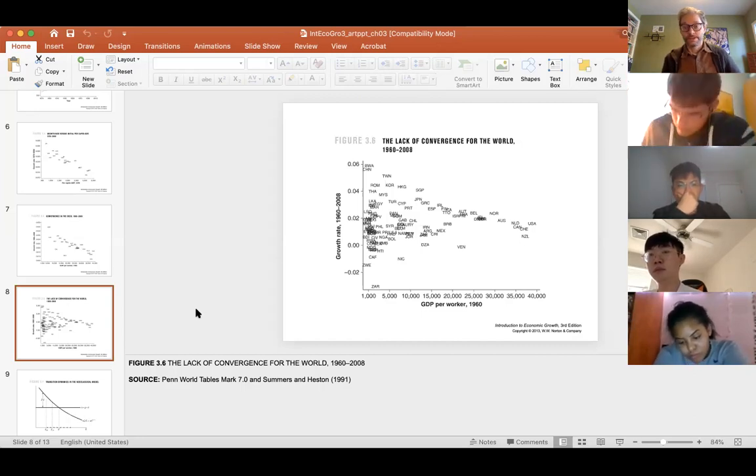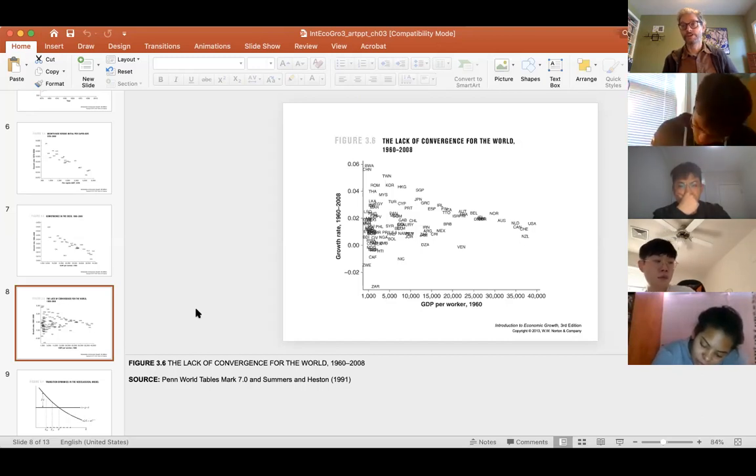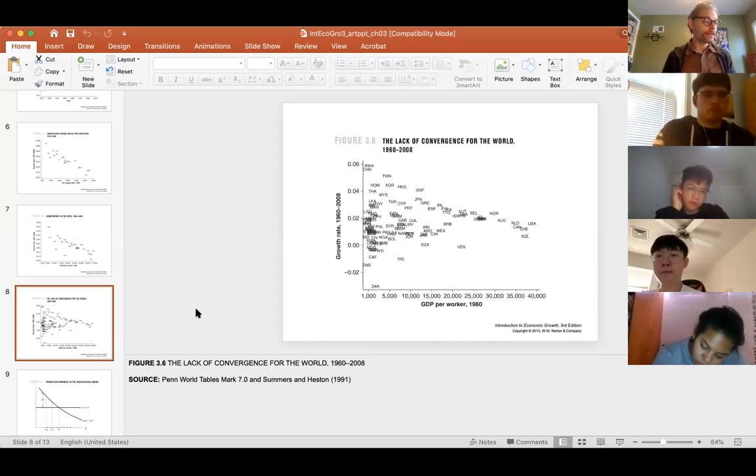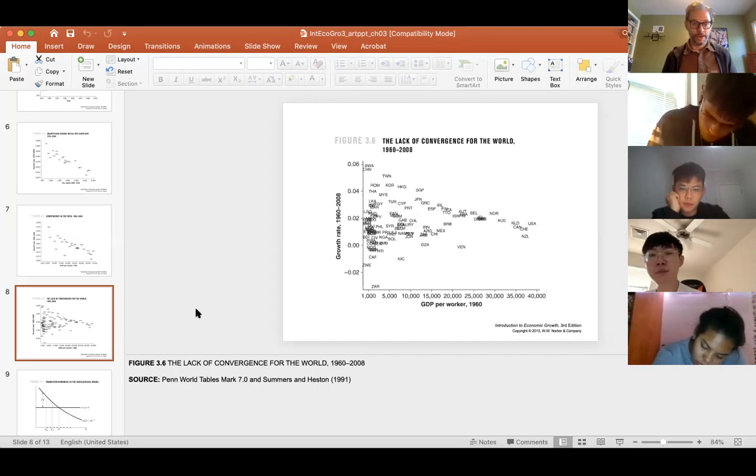So until something happens to change their savings rates, to change their population growth, to change technology growth in these countries, they will not converge. So in other words, until they become growth miracles, they're not going to converge. And so that's really what we have when you look at the world: a world in which some countries are converging and other countries are not, right?